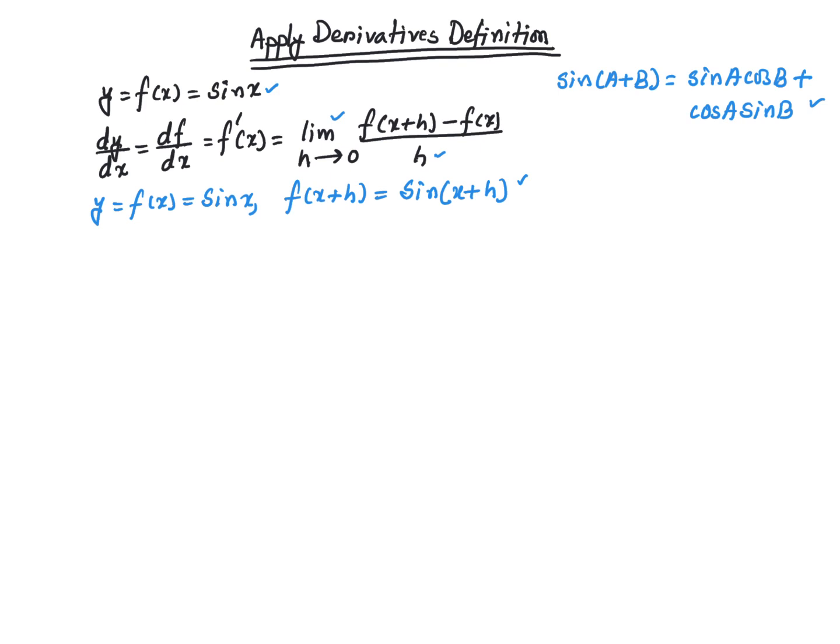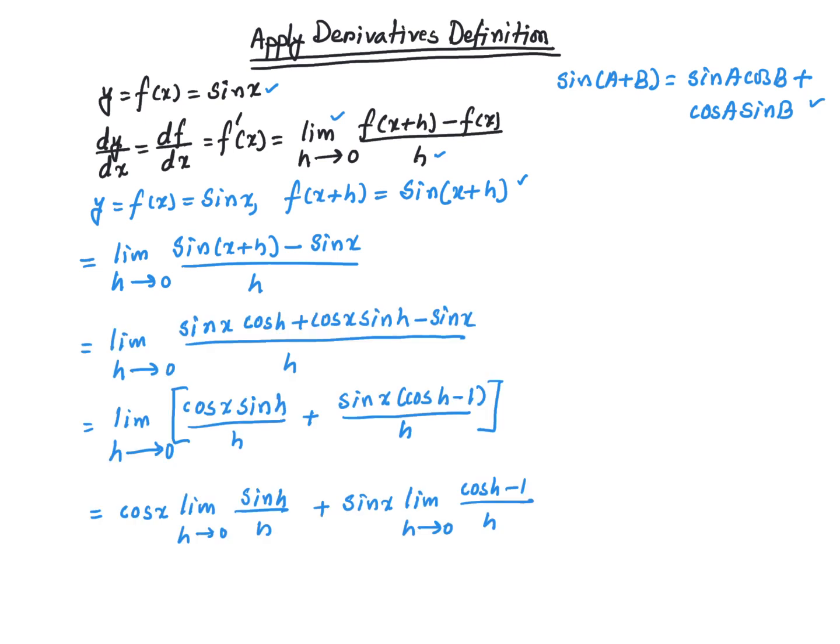Let me plug in these values, and then I get limit h approaches 0 of sine of x plus h minus sine of x, all of it divided by h. And now I'm going to simplify it. Upon simplification, this is what I get. So sine of x plus h, I can write as sine of x cosine of h plus cosine of x sine of h, then minus sine of x, all of it divided by h.